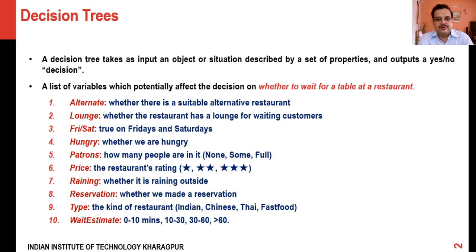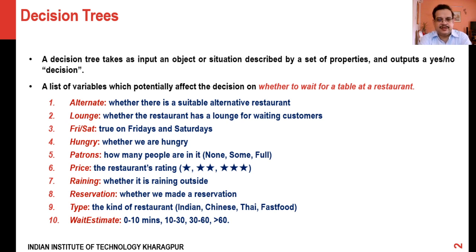You would also like to see patrons, that is how many people are in the restaurant. Now if you find that the restaurant is empty and still you are not being given a table, then you will be somewhat put off and you might walk away. If you find that there are some people, then you may decide to wait. If the restaurant is full, then you know that the waiting time could be significantly higher, and then accordingly you may decide to wait or go away.